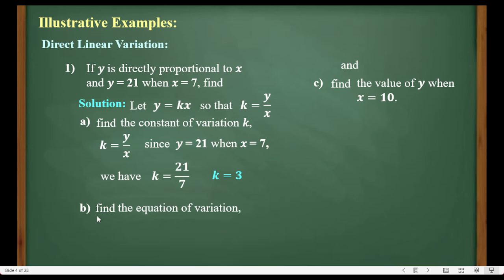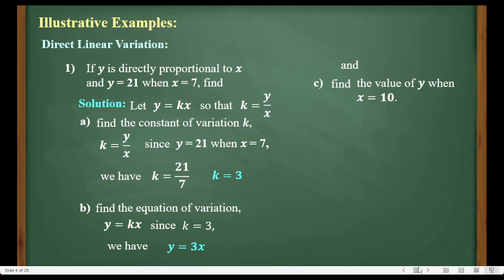And next, for letter B, we are now going to form the equation of variation. So, we go back to this translated equation, y is equal to kx. We rewrite this equation, but this time we're going to replace k by its obtained value, which is 3. So the answer to letter B would be y is equal to 3x. And this is the equation of variation.